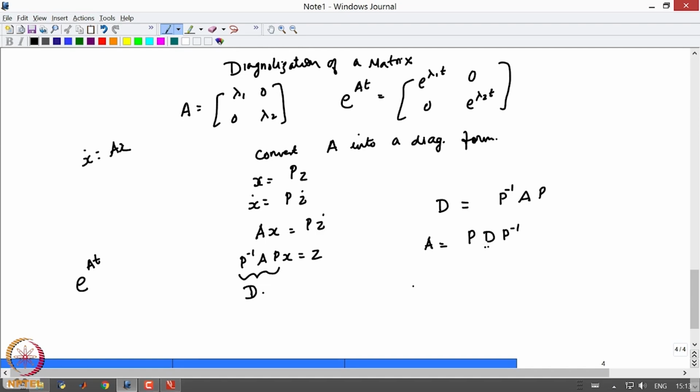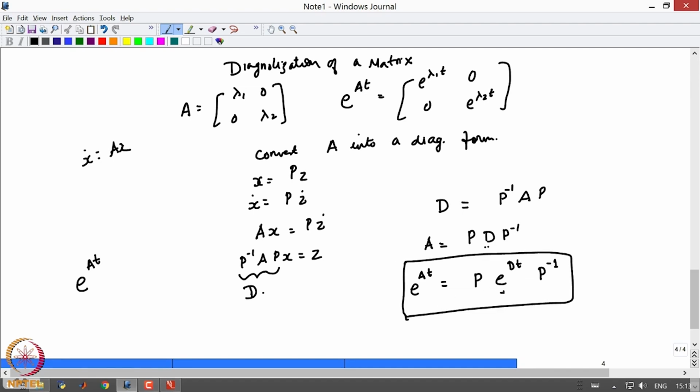Okay. Now, it turns out, this is a small proof, e power A t is P e power D t, which is easy for me to compute, times P inverse. So, this is actually a more computationally efficient way of computing e power A t via the diagonalization. Okay, this actually will be a z here. So let us see if we can actually prove this. So, I know that x of t is e power A t times x of 0.